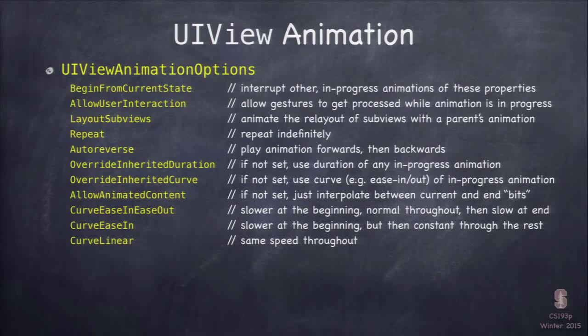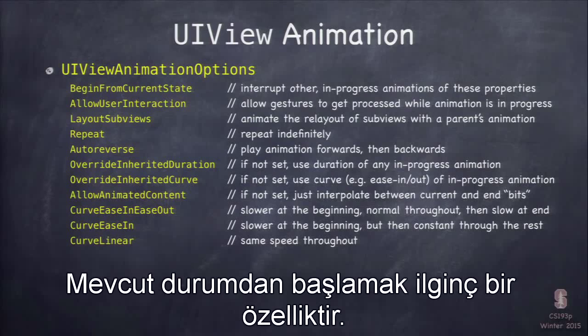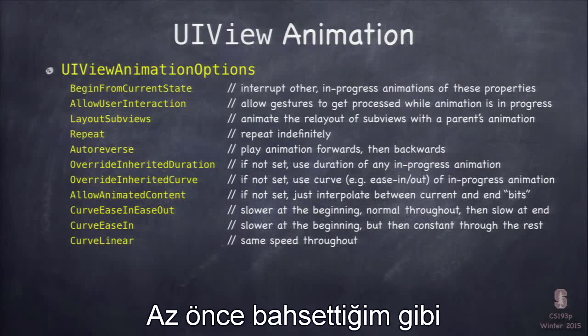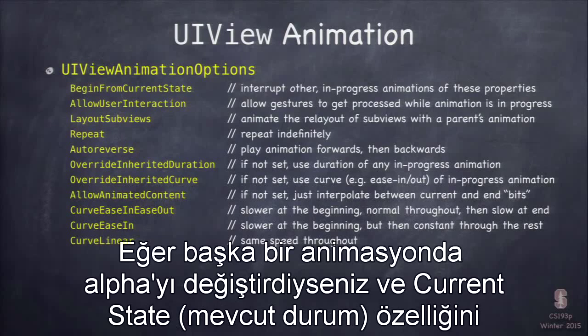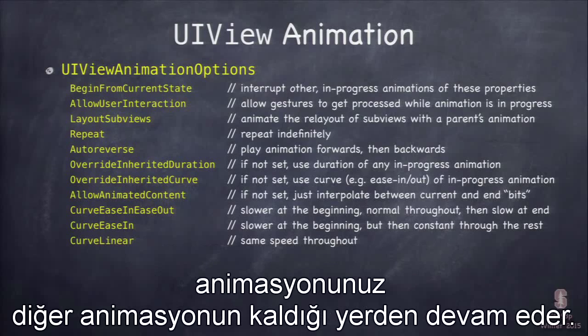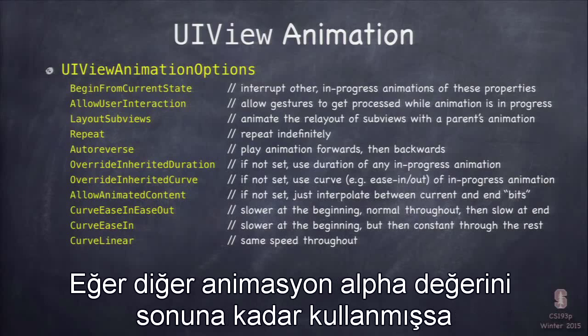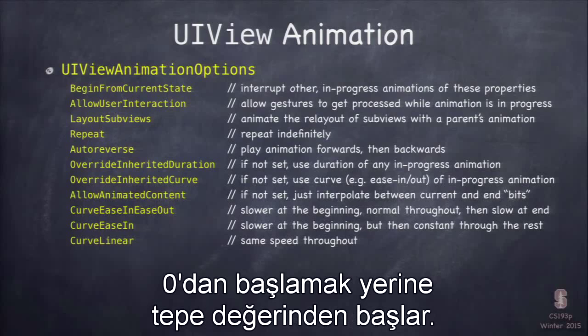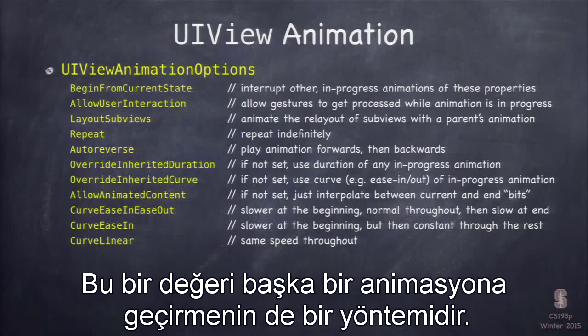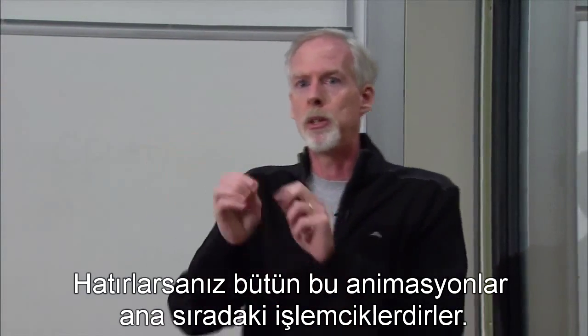Okay? I don't have time to show you all these things, but you can look at all of them. Begin from current state is an interesting one because I just told you that the change happens immediately. But if you issued another animation to change the alpha, and you had begin from current state on, then that animation would pick up wherever any other animation is. So that other animation might be partway through doing the alpha, and then I do another animation with begin from current state, and it's not going to start at 0, which is what alpha is now. It's going to pick up the partial. So that's one way where you can actually get the value over time by issuing another animation.